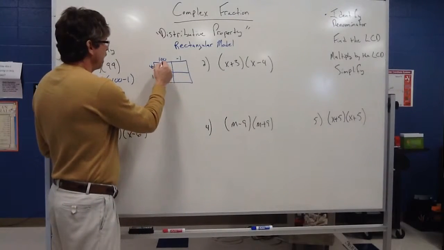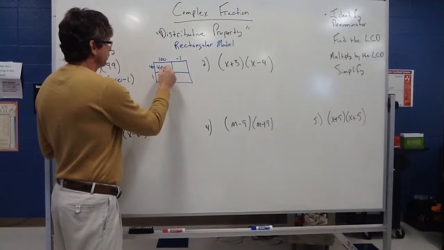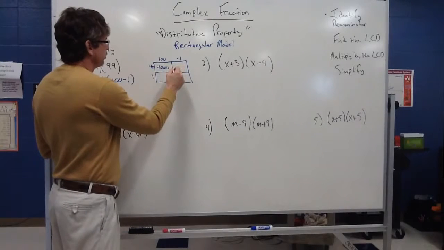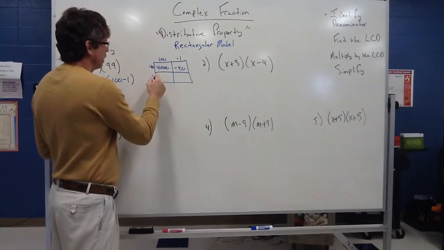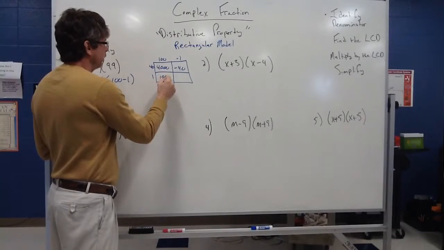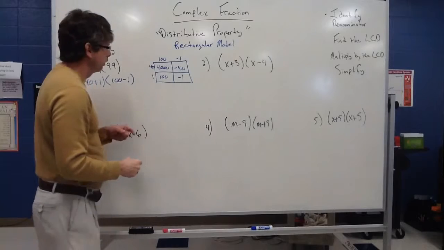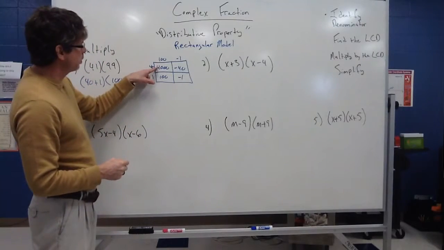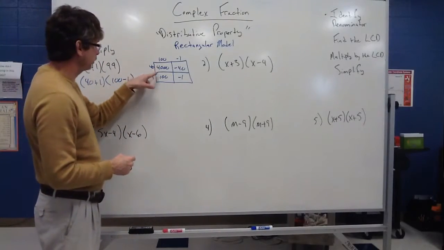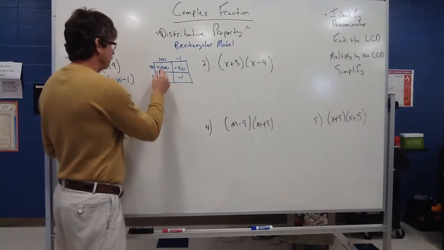So 40 times 100 would be 4,000. 40 times negative 1 is a negative 40. 1 times 100 would be 100. And 1 times negative 1 would be negative 1. So if I play this math out, I would have 4,000 plus 100 would be 4,100.